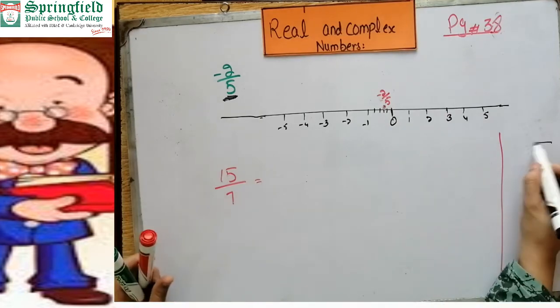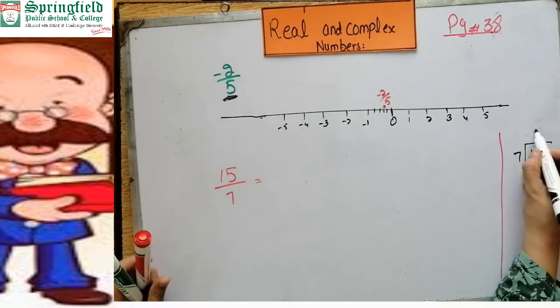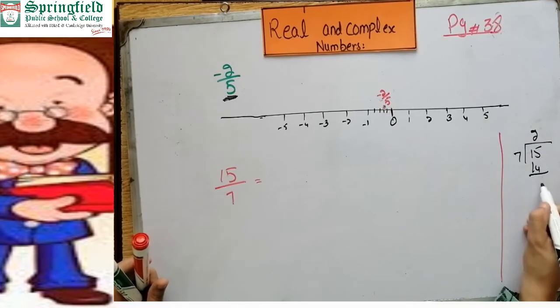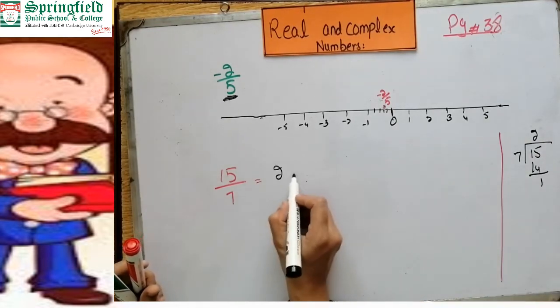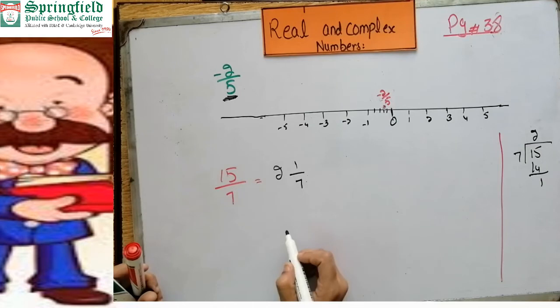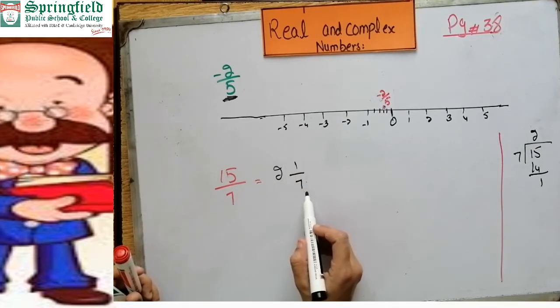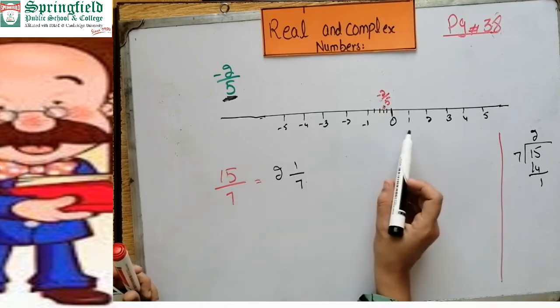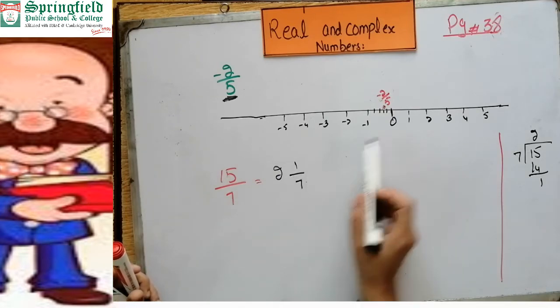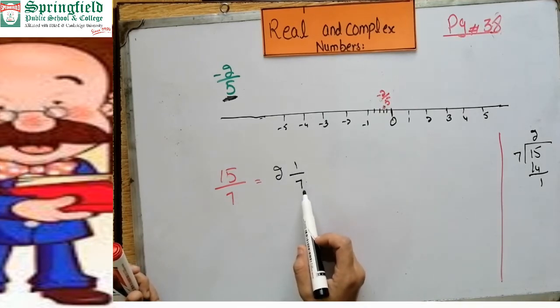On the rough side, 15 divided by 7: 7 twos are 14, and then 1. So we can represent it as 2 whole 1 by 7. So this is the number, and this is in mixed fraction form. So how can we represent 2 whole 1 by 7 on the number line?